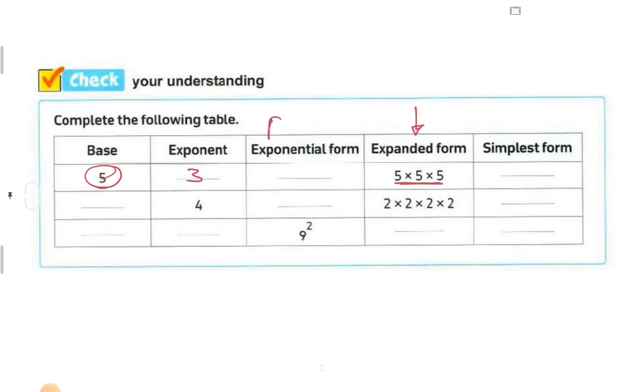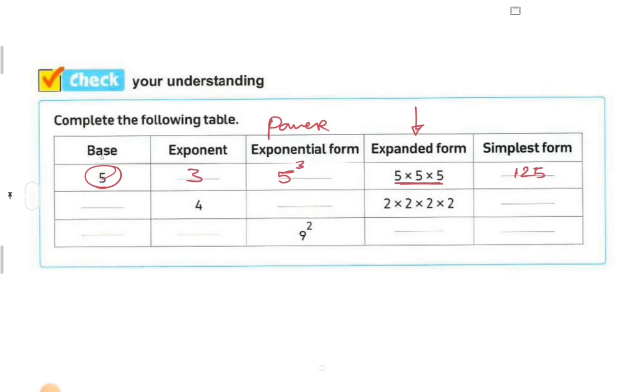So now, what's the exponential form? Exponential form uses a power. I can put base 5 and power of 3. 5 power 3 is the exponential form. Simplest form is the product. 5 by 5 equals 25, 25 by 5, it's easy, 125. Or you can use the multiplication algorithm.